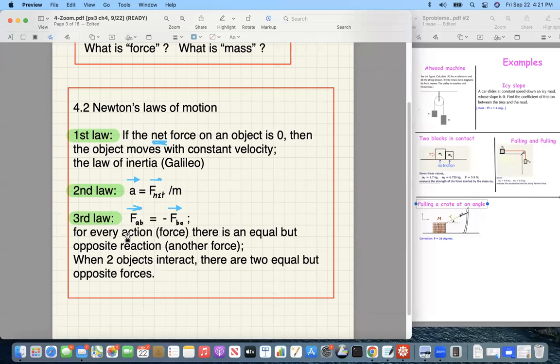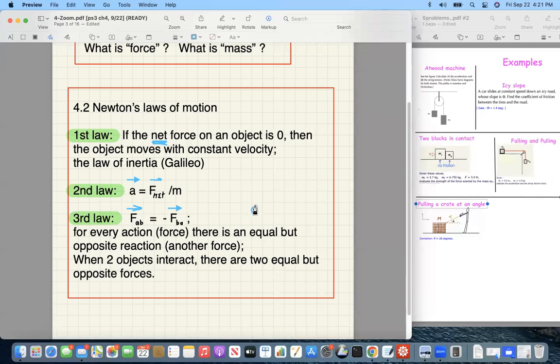The word action was used by Newton. Well, what did he mean by action? That's kind of an archaic word. Nowadays, we call that force. So really, a more modern statement of the third law would be, for every force, there's an equal but opposite other force. Or to say it better, when two objects interact, there are two forces, and they're equal but opposite.